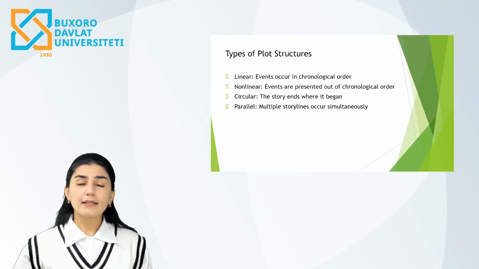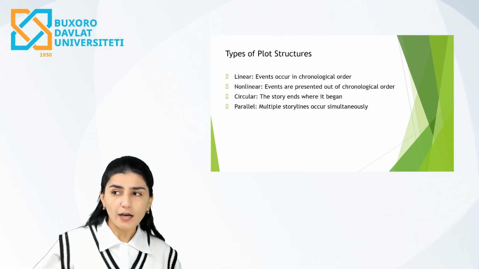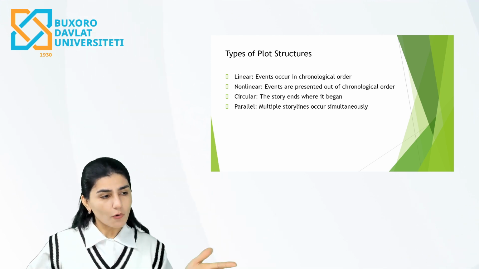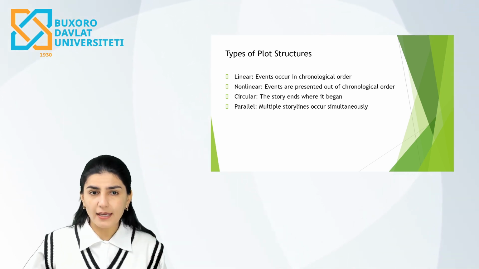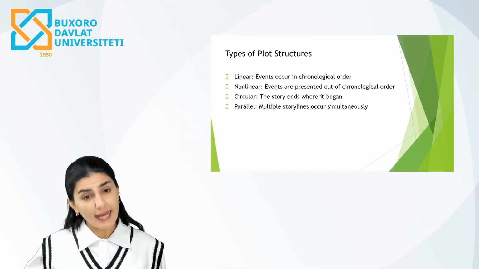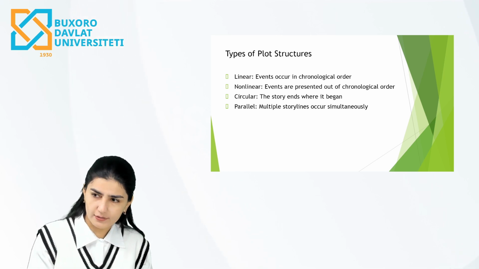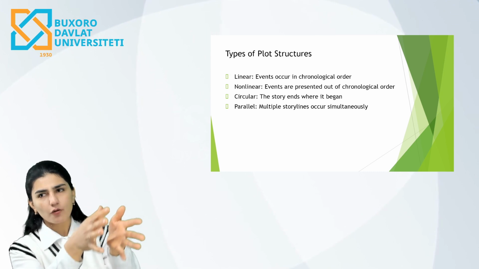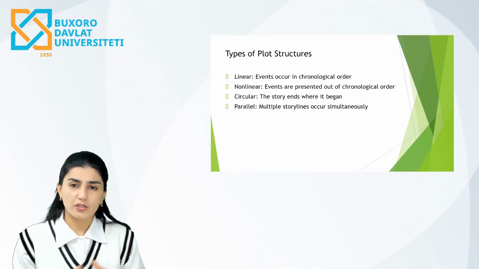Well, and we have types of plot structure. I have counted the main elements, but their order can be changed. According to this, we have 4 main types of plot structure. The first one is linear. It means events occur in chronological order: exposition, conflict, rising action, climax, falling action, resolution or denouement.